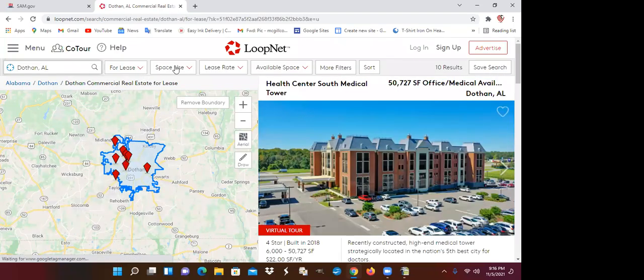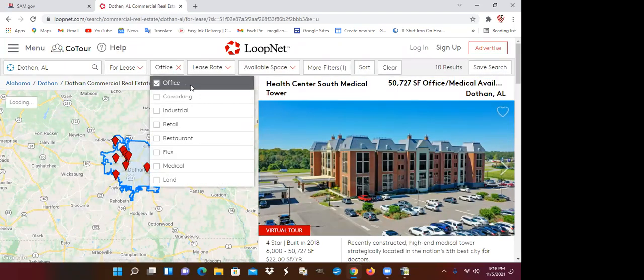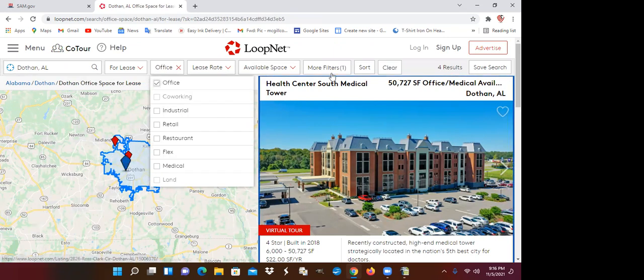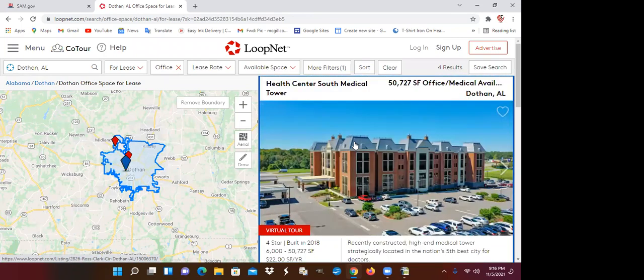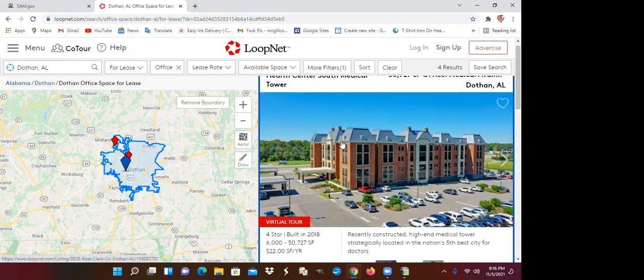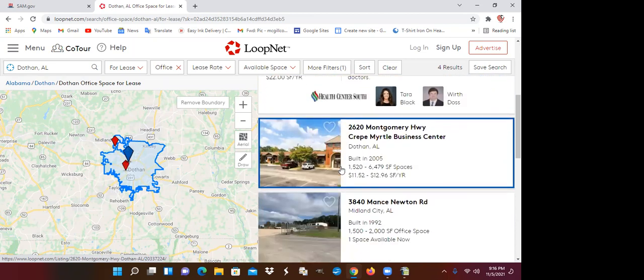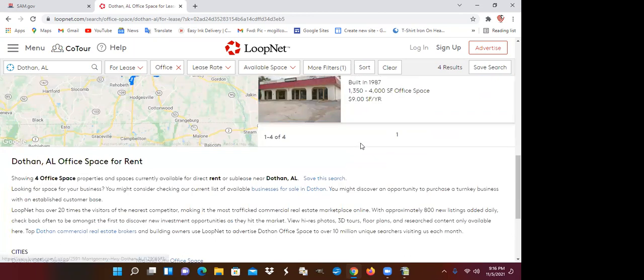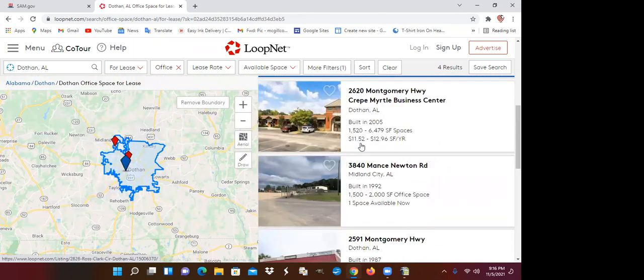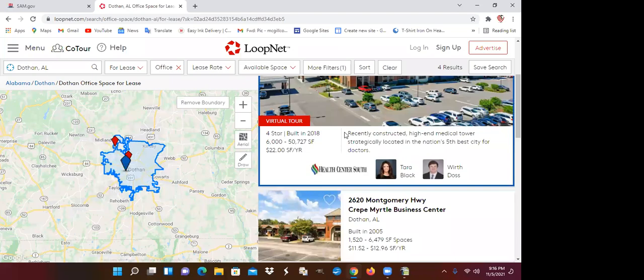You want to do leasing, and they looking for office space up to 2,000 square feet. So you want office space, and you want 2,000 square feet. Dothan ain't but so big. I'm gonna show you how fast you can find 2,000 square feet. They might not have 2,000 square feet in there. They ain't got the full building, but they might have 2,000 square feet.